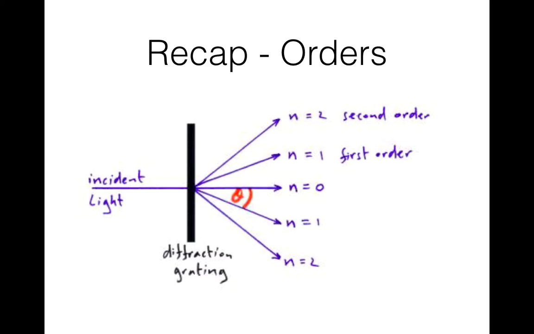What n equals 0 means is that they're perfectly in phase, so there is no shifting, or the light from adjacent sources travels the same distance. Coherent sources just being sources with the same frequency.